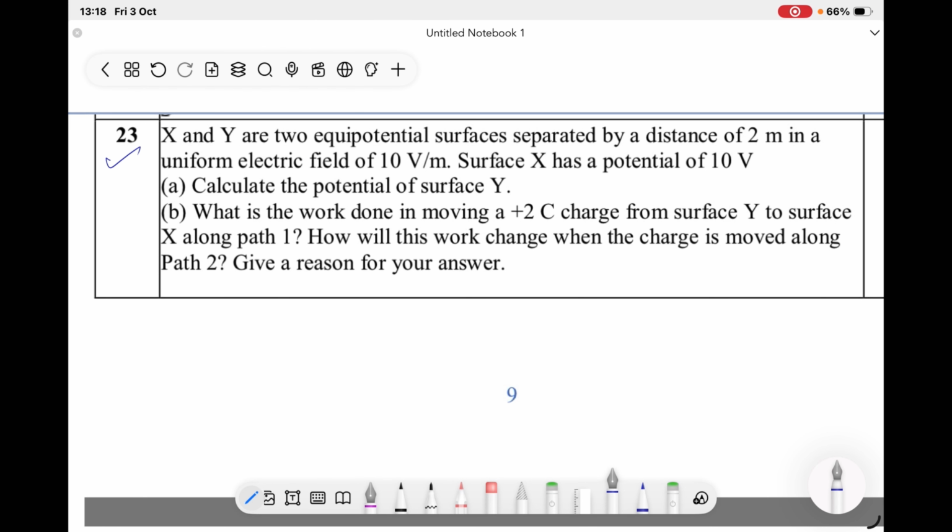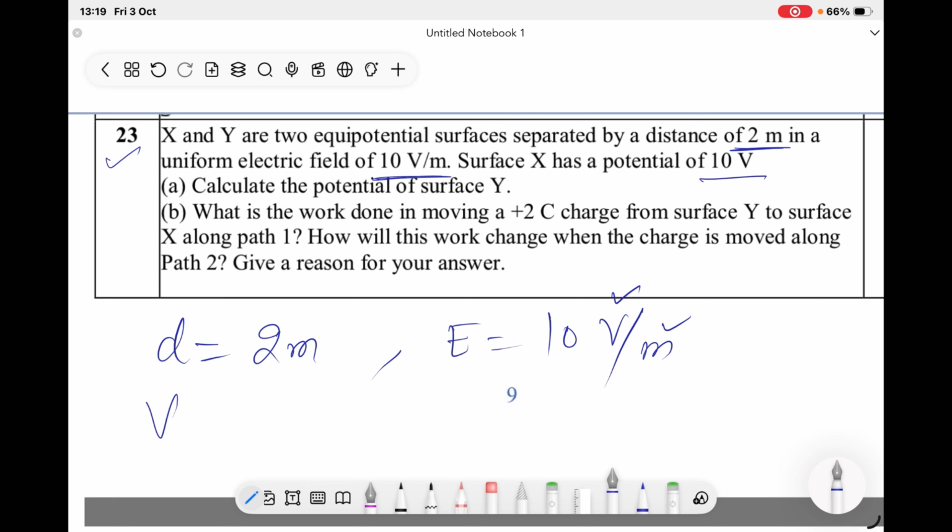So let us see question number 23. X and Y are two equipotential surfaces separated by a distance of 2 meters in uniform electric field of this. So you can write down the quantities. Distance is 2 meters. Electric field is 10 volt per meter. Volt upon distance, potential gradient. So yes, it is electric field. Surface X has voltage of 10 volt. We have to find out potential of Y. And what is the work done? Work done is second part that we will see later.